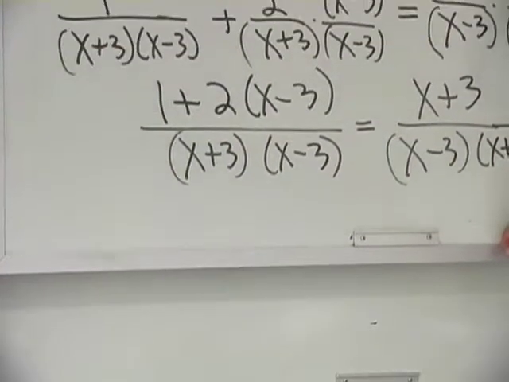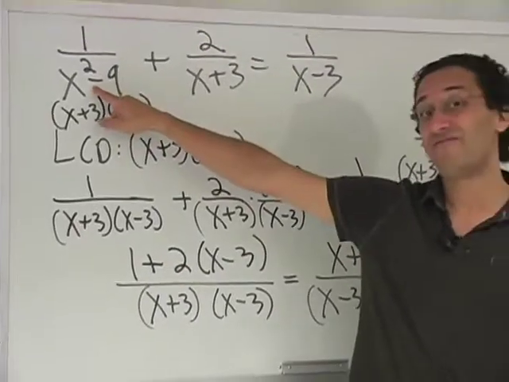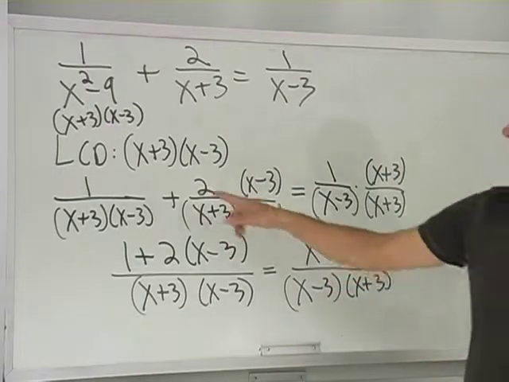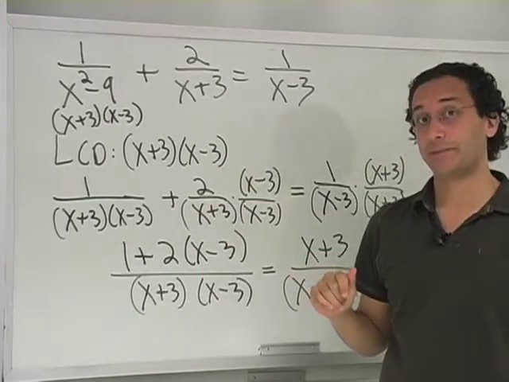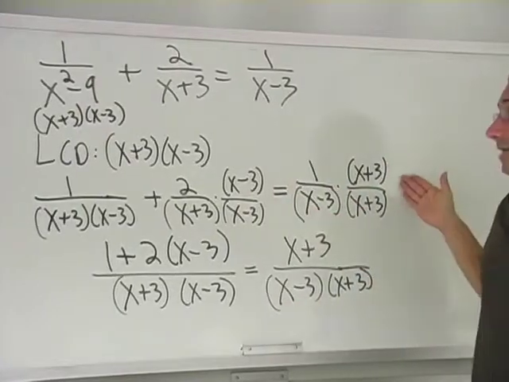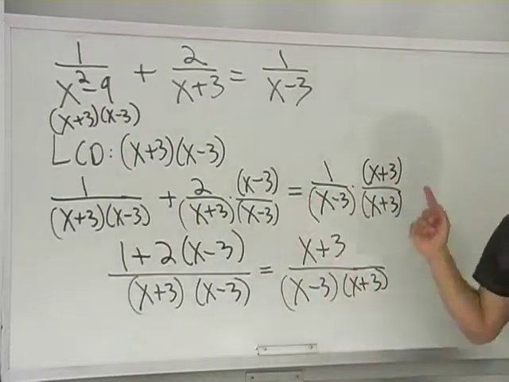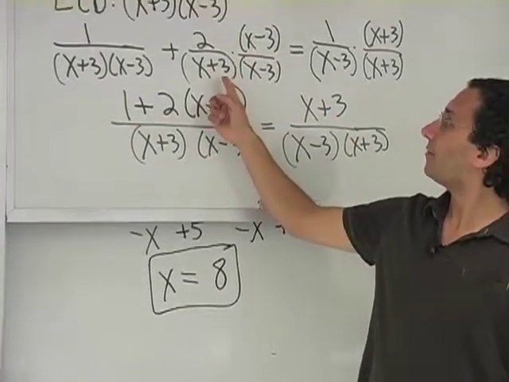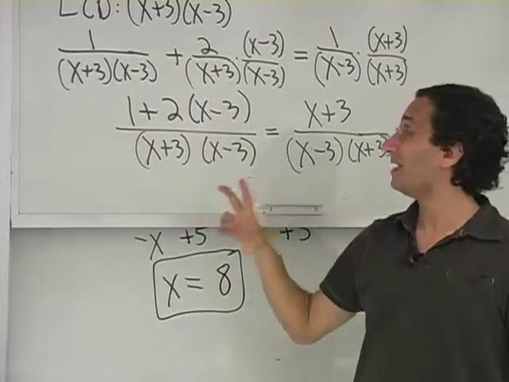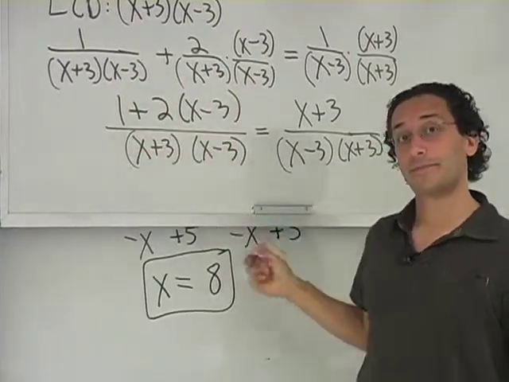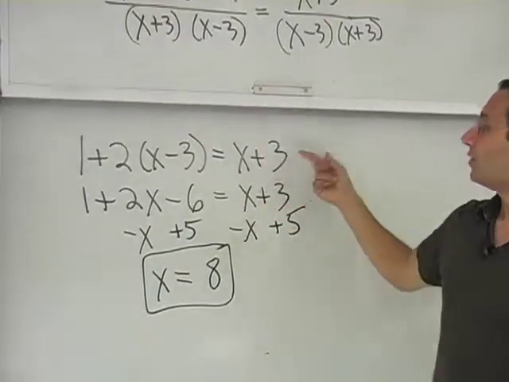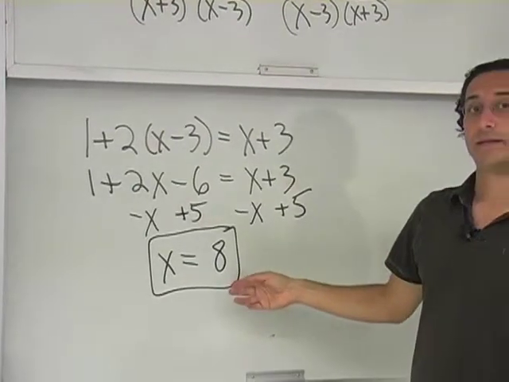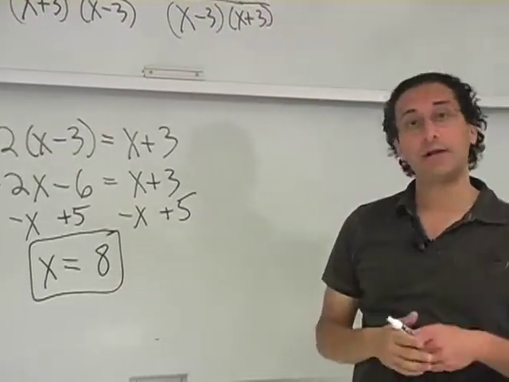To recap how we solved this, we made sure that we factored first. After factoring, we saw the LCD was x plus 3 times x minus 3. We gave each piece what it needed. This guy didn't need anything. This needed an x minus 3. This needed an x plus 3. Now that we were dealing with apples and apples, same denominator, we just mushed together the numerators. Set the numerators equal. Found our solution. And then double checked it in the original equation.